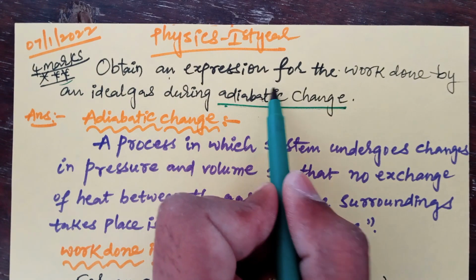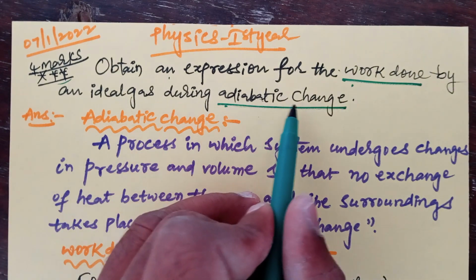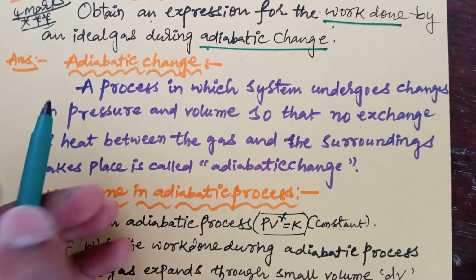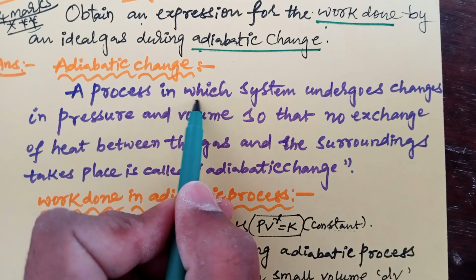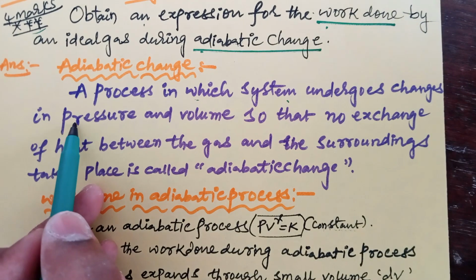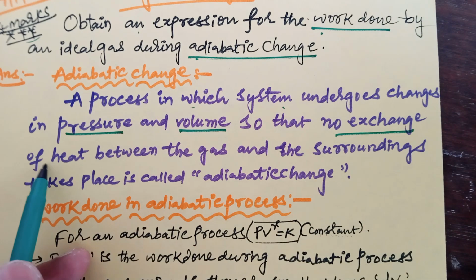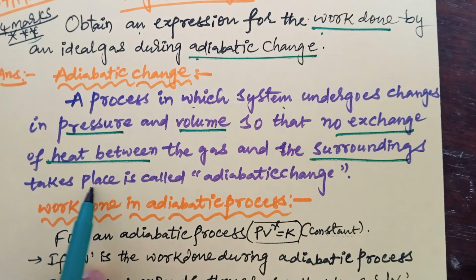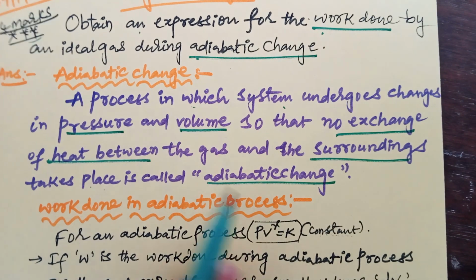Obtain an expression for the work done by an ideal gas during an adiabatic change or adiabatic process. So what is happening in this adiabatic process? In this process, a gas undergoes changes in pressure and volume, but no exchange of heat between the gas and the surroundings takes place. This is called an adiabatic change.